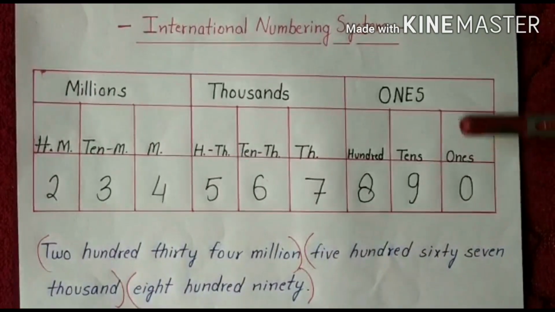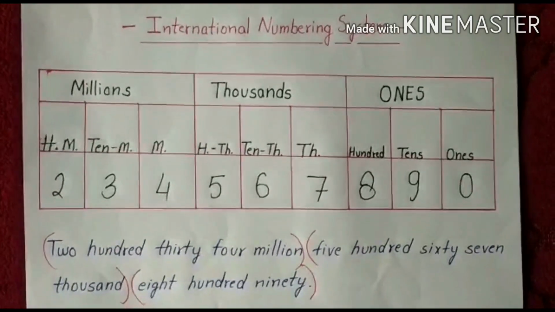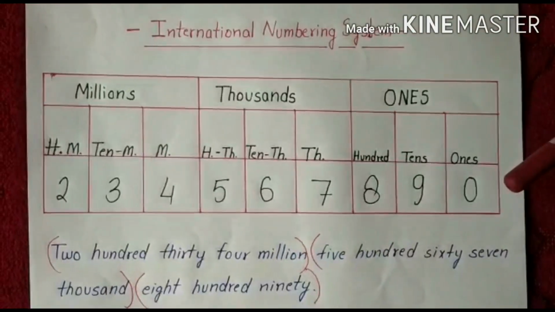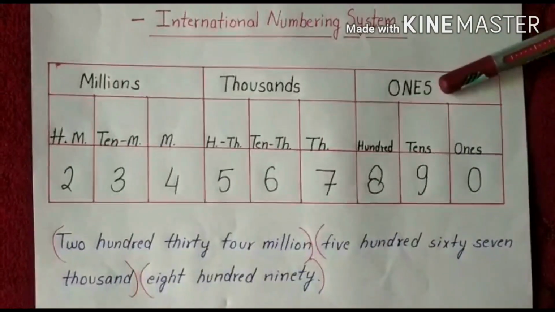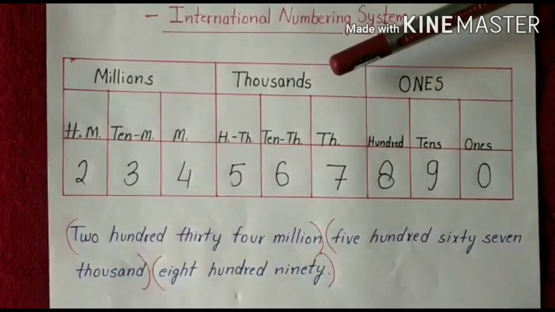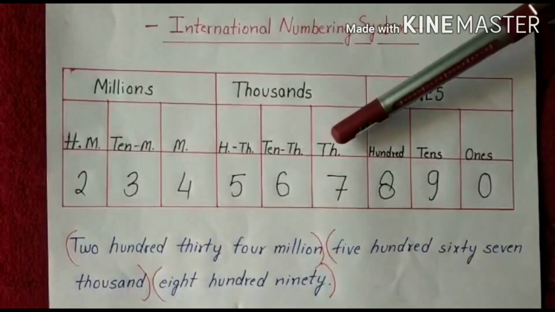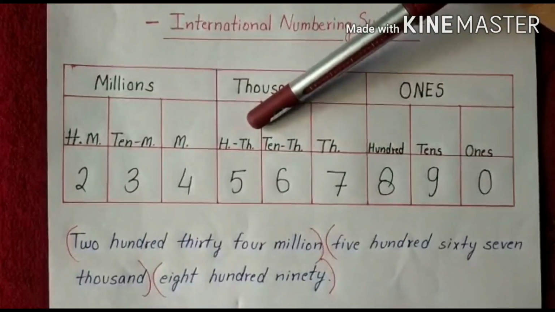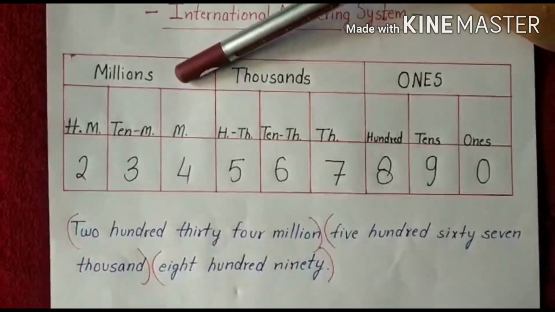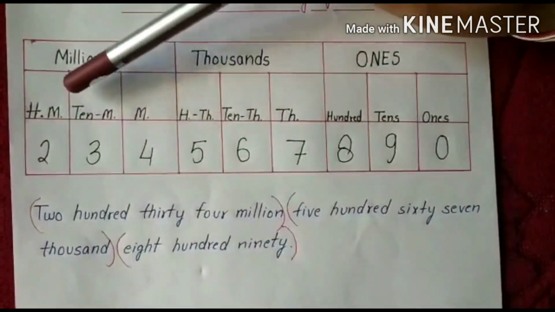But there is one difference between the international numbering system and the Indian numbering system: there is no lakh and crore in the international numbering system. The ones group is divided into 3 subgroups, that is ones, tens, hundreds. The thousand group is divided into 3 other subgroups, that is thousands, ten thousands and hundred thousands. And the million group is divided into another 3 subgroups, that is million, ten million and hundred million.